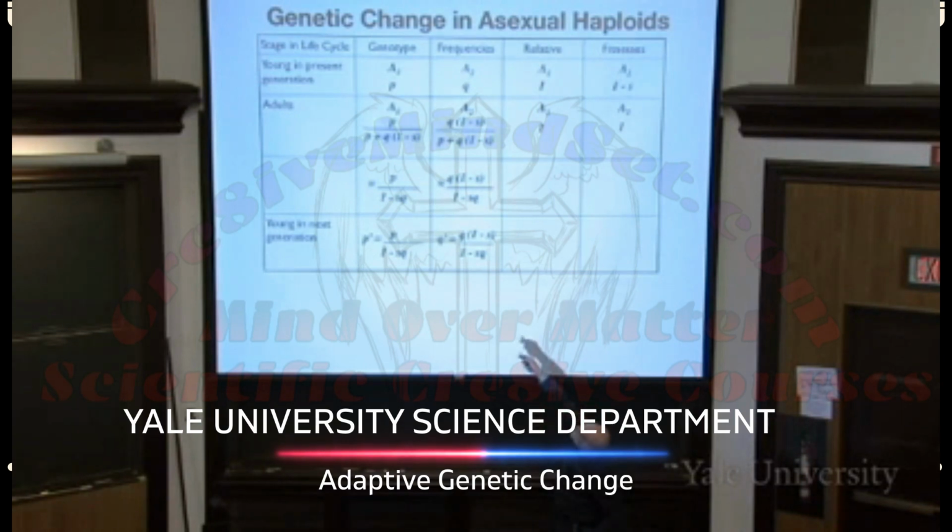You can take these expressions here and simplify them so they look like this. It's just a little bit of algebra. And because these are the frequencies in the adults, the young in the next generation have exactly those frequencies, because there is no selective difference in the adult stage. Okay? That's what that table means.